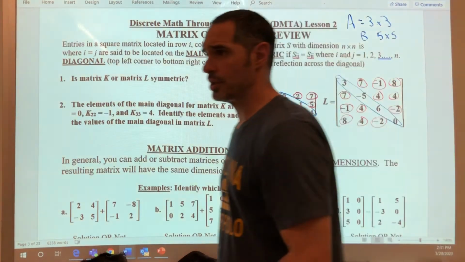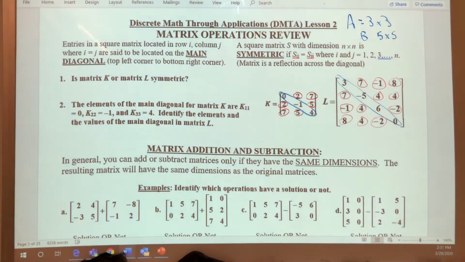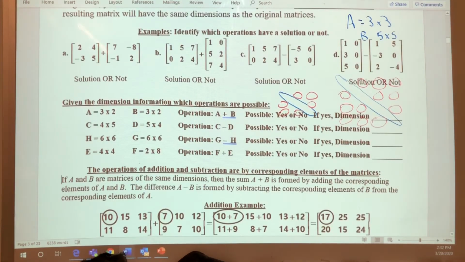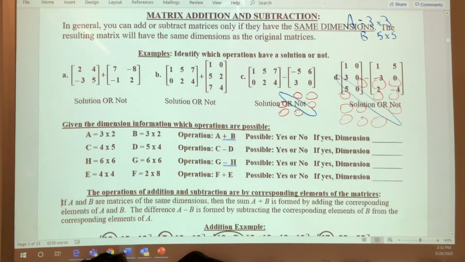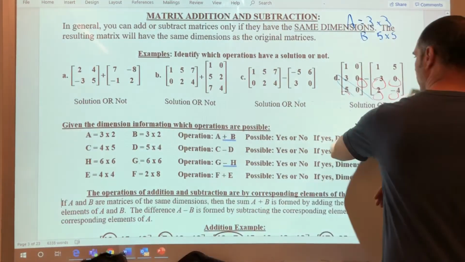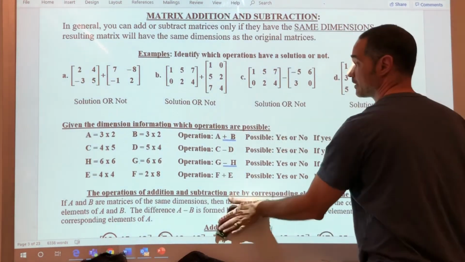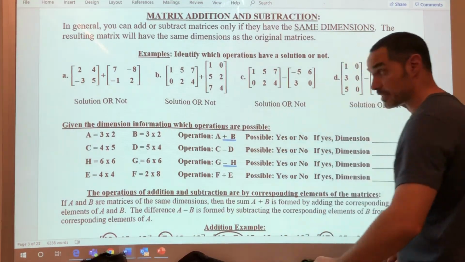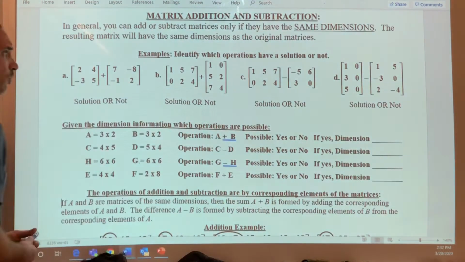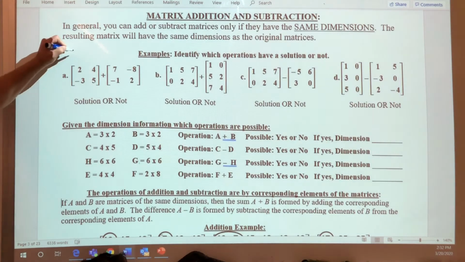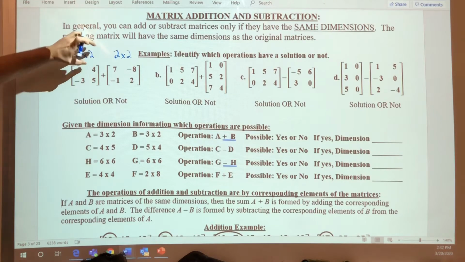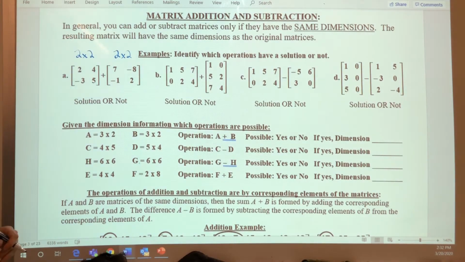Alright, matrix addition and subtraction. So when we're adding and subtracting matrices, we are going to make sure, first of all, that they have the same dimensions. If they don't have the same dimensions, we can't add them or subtract them. So we either have a solution or we don't. This is a 2 by 2 matrix, this is a 2 by 2 matrix. Since they have the same dimensions, we can add them.